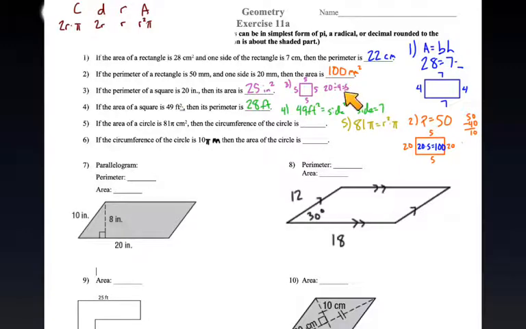So when it gives you number 5, that 81 pi is the area, that means 81 is the radius squared times pi. So that 81 is the radius squared, so the radius must be 9. Now that I know what the radius is, I will double the radius. 18 times pi is the circumference, 18 pi centimeters. If it gives us the circumference is 10 pi, that means that 10 is double the radius. So 2 times the radius equals 10, so the radius is 5. The area is the radius squared times pi, so that's 25 pi millimeters squared.